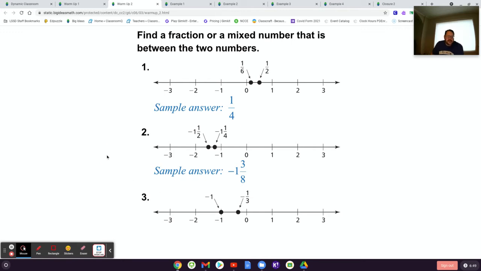And then this one, just for the sake of time, I'm going to jump through. There's a sample answer of an integer that's between -1/3 and -1. So if you need some help with the fractions, that's one thing. If you need some help knowing where they are on a number line, that's a whole different question. So if you're getting help, make sure to clarify, like, oh, I need help with fractions, or I need help understanding where this fits on a number line.